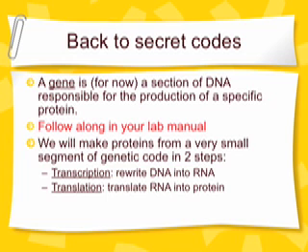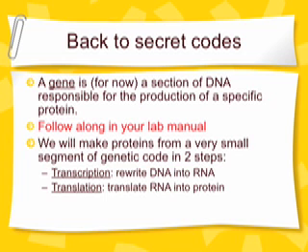So let's go back to the idea of secret codes. So we now have another definition we need to think about, which is called a gene. And a gene is a section of the DNA that produces one specific protein. So for instance, you might have a section of DNA that makes that motor protein. And so that's the motor protein gene.